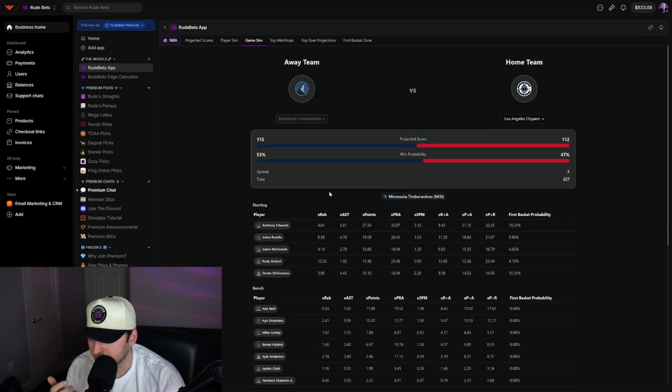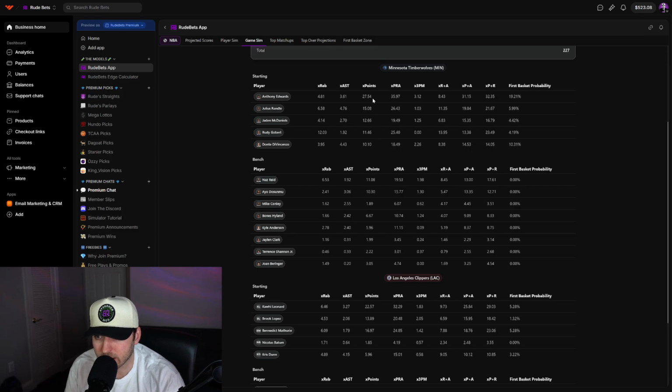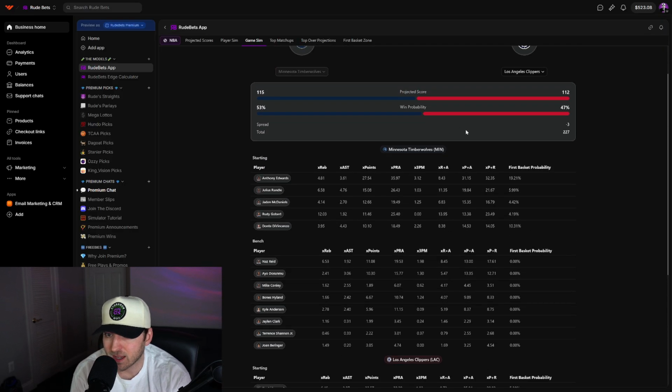You can then click on a game to populate it in the game sim. This is going to give you projections for every single player for basically any stat category that you could need. So if you just want to quickly look at projections as you look at your book and the lines, you can quickly do that from here. We have the rebounds, assists, points, PRA, three-pointers, RA, PA, PR, and first basket probabilities for every player that's on the rosters for both teams. So that's just a quick way if you really quickly want to look at a points projection and then take a play based off of that.